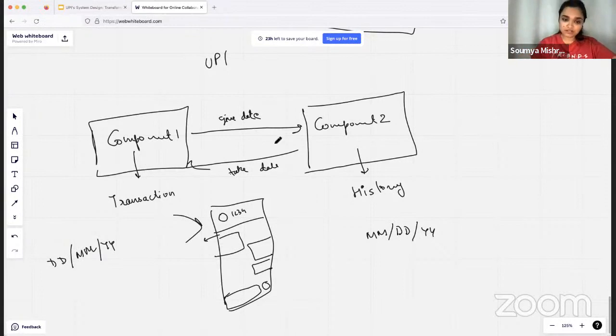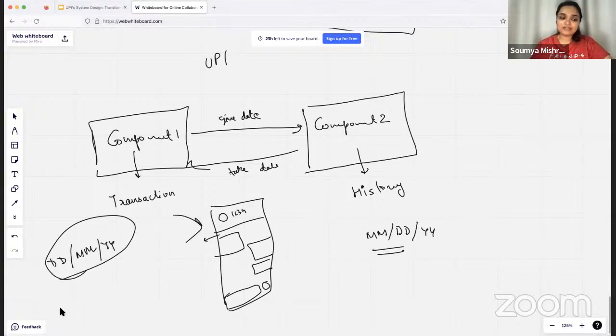Because over here, your transaction, maybe it will show you, let's say, I'm not able to come up with a very improper date, but say you are accepting the date like this, okay? You want it like this. So maybe, but it is sending like this.